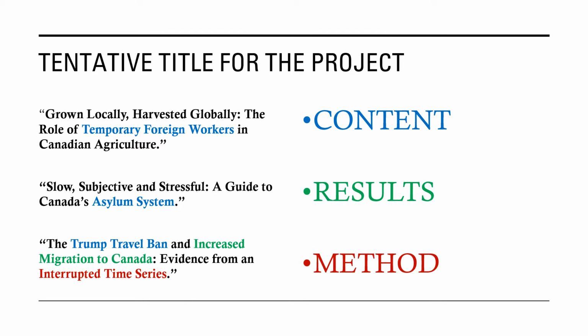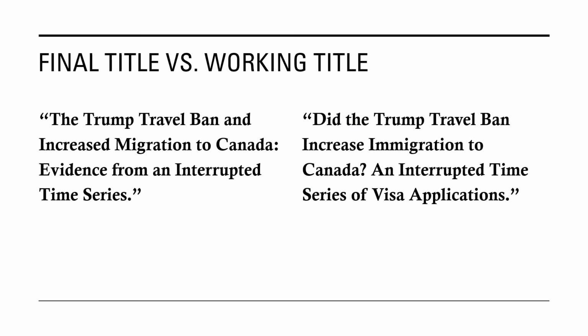This last title I think is the best of the 3. While perhaps not as witty as Grown Locally, Harvested Globally, it outlines the content, the results, and the method of the paper. The Trump travel ban and increased migration to Canada, evidence from an interrupted time series. Right there, you have the content of the paper, the results, and the method.